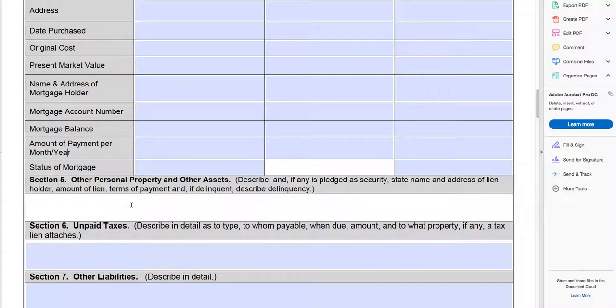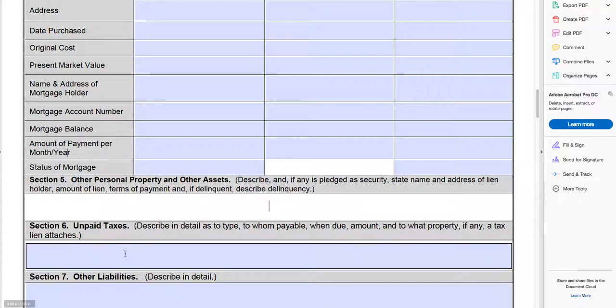Okay. Section 5 is really related to personal property of significant value, such as jewelry, electronics, wine collections, cars that are recreational kind of vehicles. You want to put in the value here, and you want to describe if you have liens on those assets.